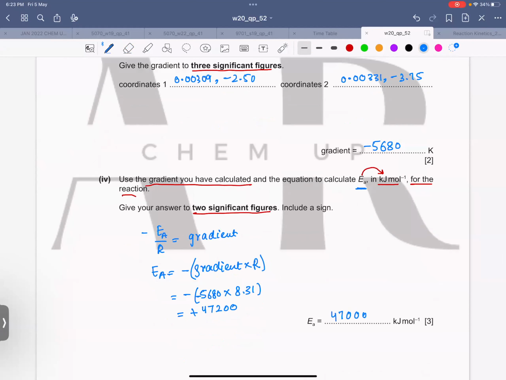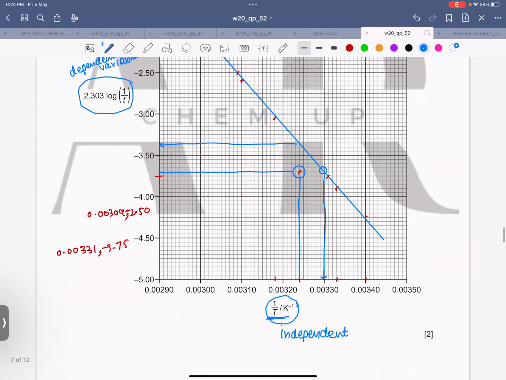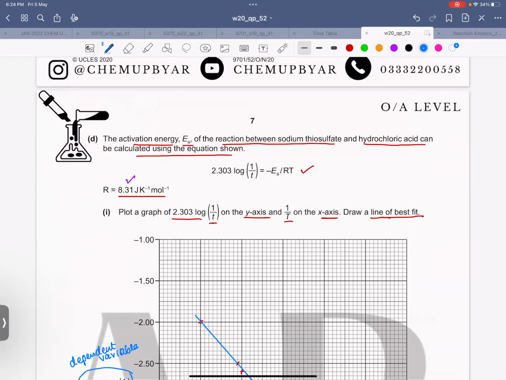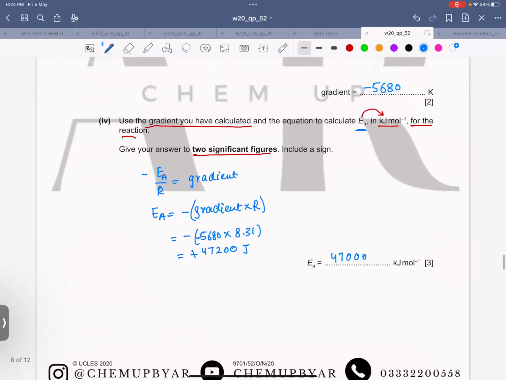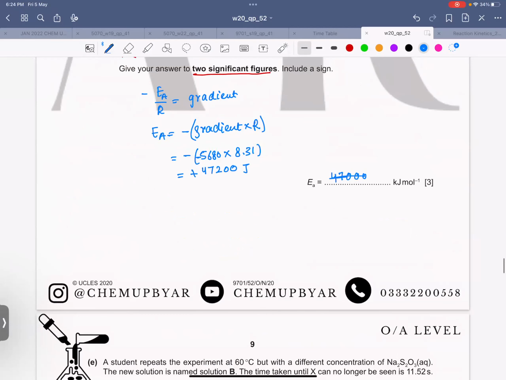Sir, the answer is coming in joules, not kilojoules. Yes, R is in joules, so the answer we are getting is in joules. So divide it by 1000 to turn it into kilojoules. So it would become 47.2, which equals 47.